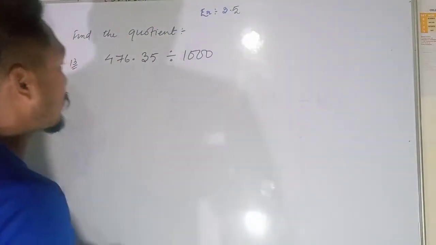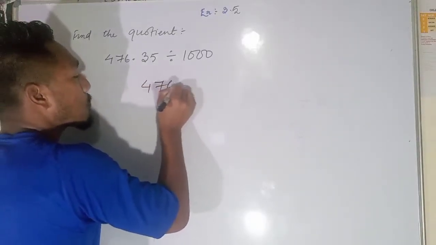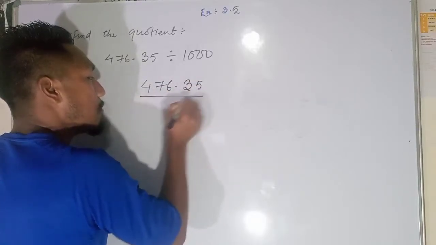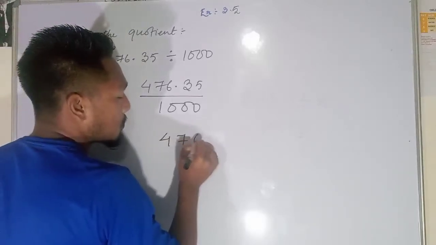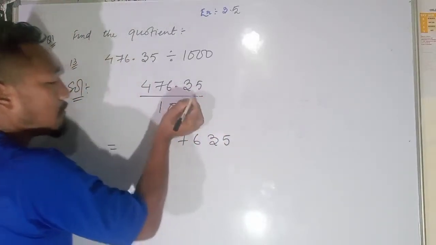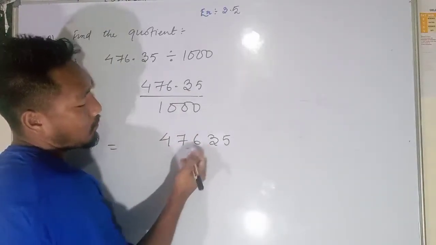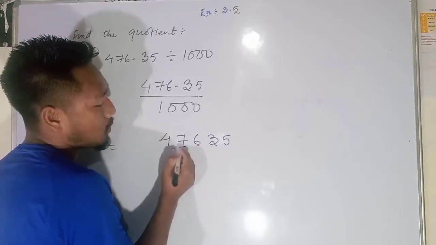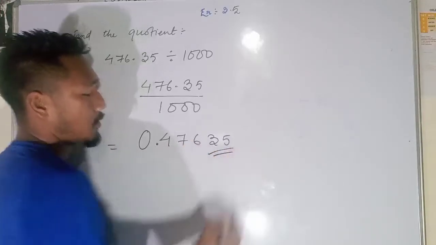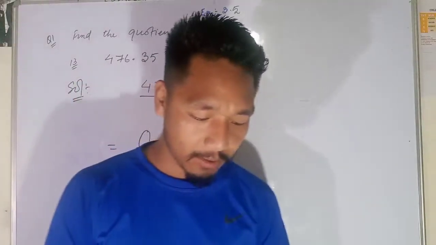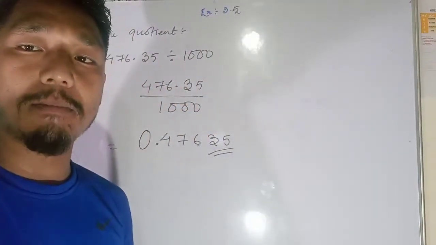So this is our next number. 476.35 is divided by 1000. I will write the same numbers here. Now this point will shift, jumping 3 numbers to the front. So from here we count 1, 2, 3. After this I'll put the 0, so this will be your answer: 0.47635. Okay, this is how we do it with 10, 100 or 1000.